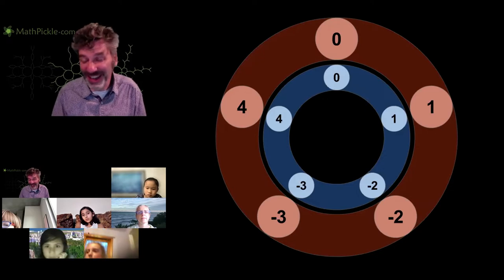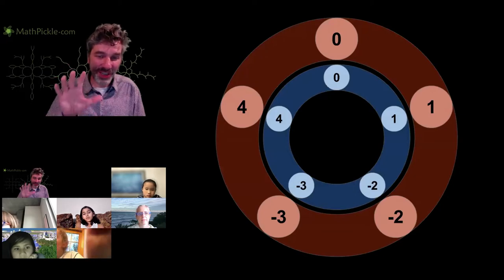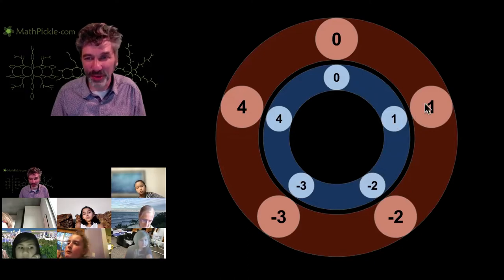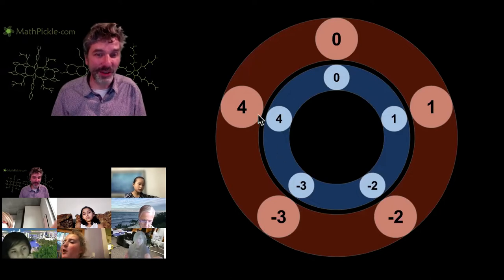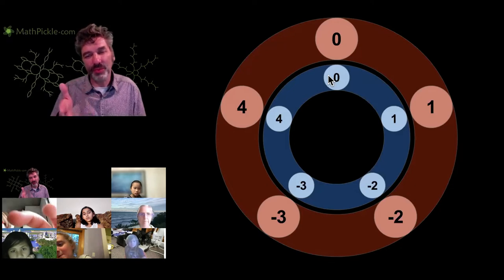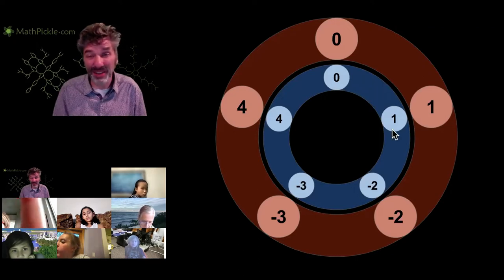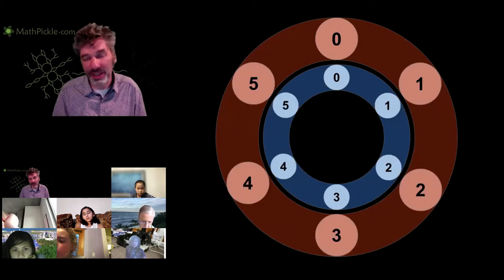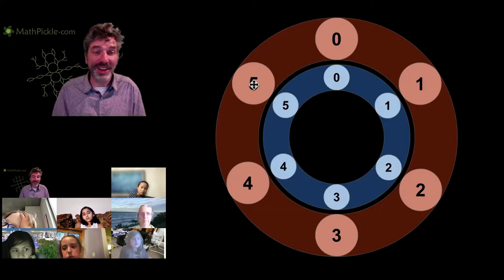Now, how do I decide if that's good or not? What we're going to do is multiply the inner ring by the outer ring. So this is 1 times 1 is 1, -2 times -2 is 4, -3 times -3 is 9, 4 times 4 is 16. So this is the only one where it doesn't matter if you're naming them positive or negatives. It's always going to be 1 squared, 2 squared, 3 squared, 4 squared, all the way around. And we're going to deal with bigger circles, 0 squared, 1 squared, 2 squared, 3 squared, 4 squared, 5 squared. And that's not going to matter.